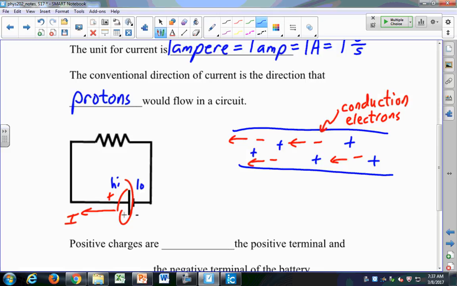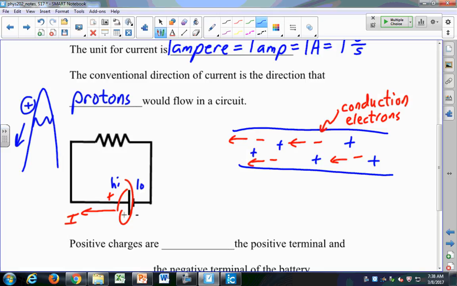This is my positive, this is my negative, this is my red, this is my black, this is my high potential side, this is my low potential side. And if you remember, when I have a positive charge, it's going to move from high potential to low potential, like it rolls down a hill. Moves from high potential down to low potential.